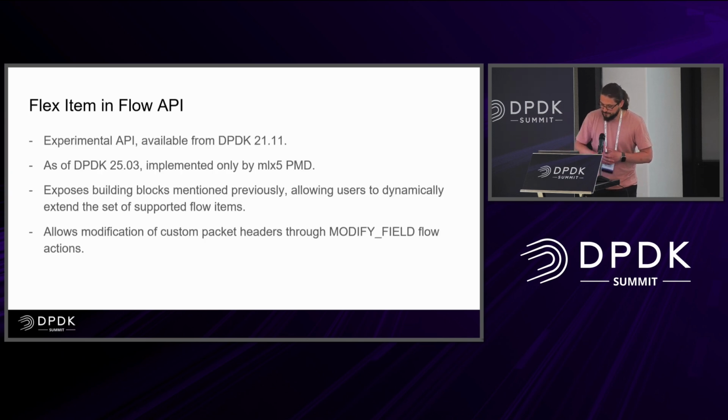And these building blocks are provided by the Flex Item API. This is available from DPDK 21.11. As of now, it's implemented only by the MLX5 PMD. And basically, it exposes these building blocks so that now application users can create their own custom protocols and apply matches using these new Flex items, or even modify these custom headers through the Flex item.